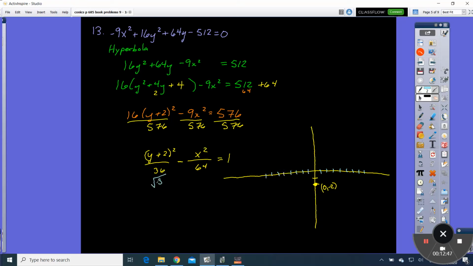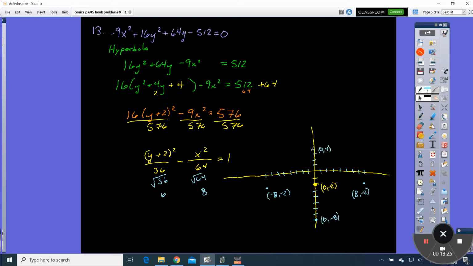I go 6 units in the y direction, 8 units in the x direction. So I come here and I go 8 over here from 0. So that's at negative 8, negative 2. I come 8 this way. So that's at 8, negative 2. The y direction I go 6. So 3, 4, 5, 6. So that's now at 0, negative 8. 1, 2, 3, 4, 5, 6. That's at 0, positive 4.